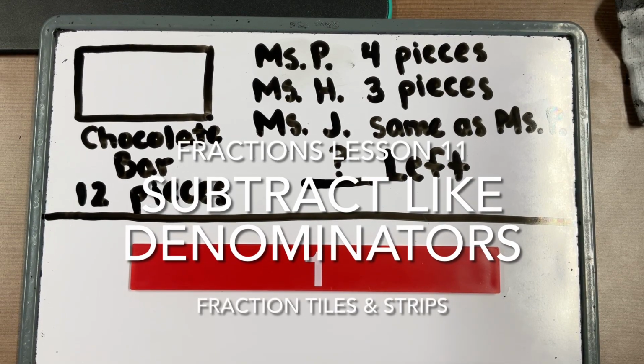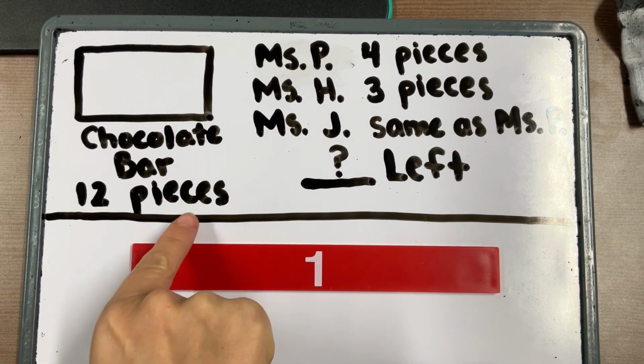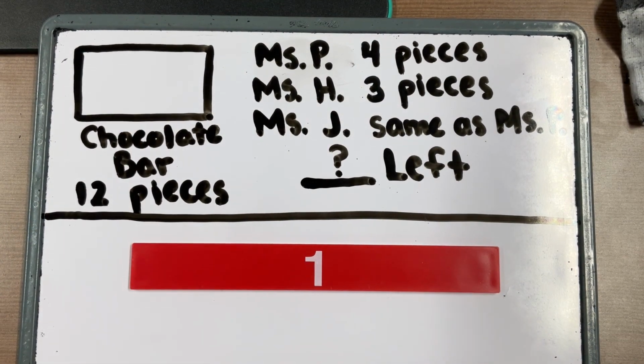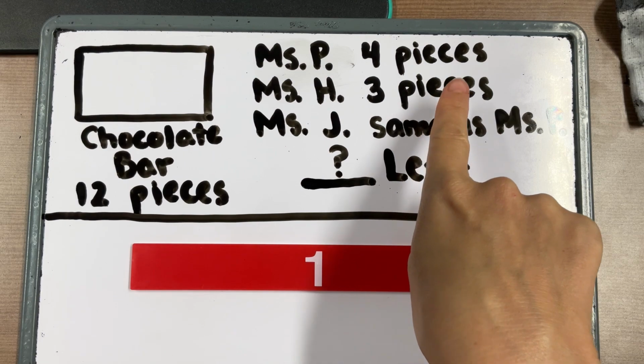The principals were sharing a chocolate bar. It came in 12 pieces, you know, the kind you break. It had 12 pieces. Well, Miss Pauline, she took 4 of the pieces to eat.